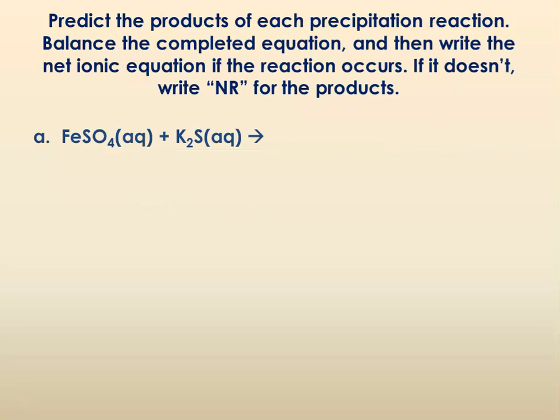So now we're going to predict products. We're going to use our solubility rules to determine if a precipitation reaction can occur. If it can occur, we need to make sure we balance it, include both our products, and then we're going to write the net ionic equation.